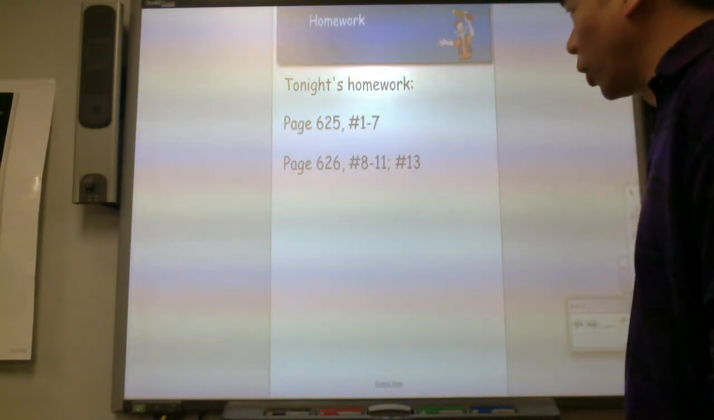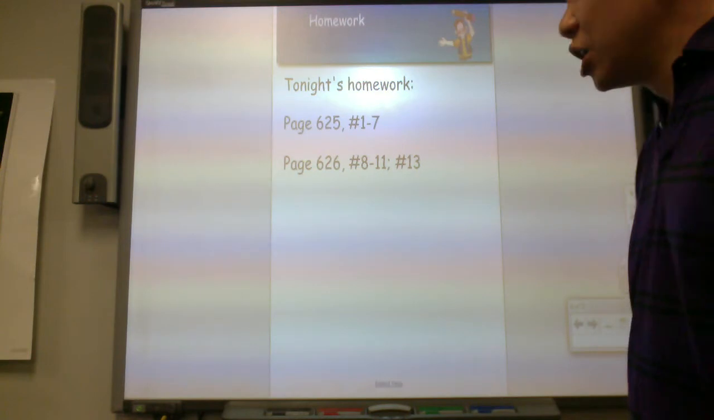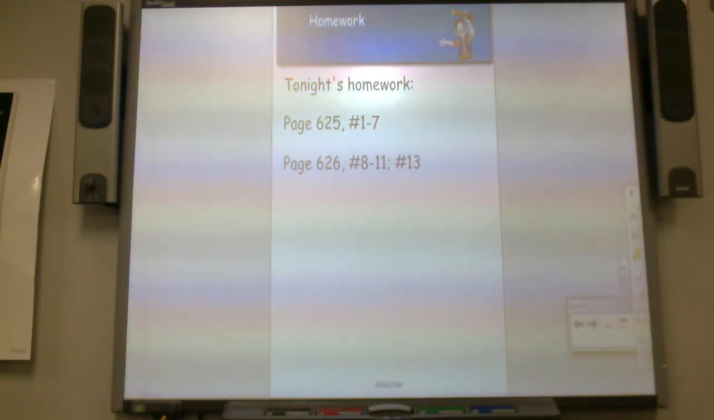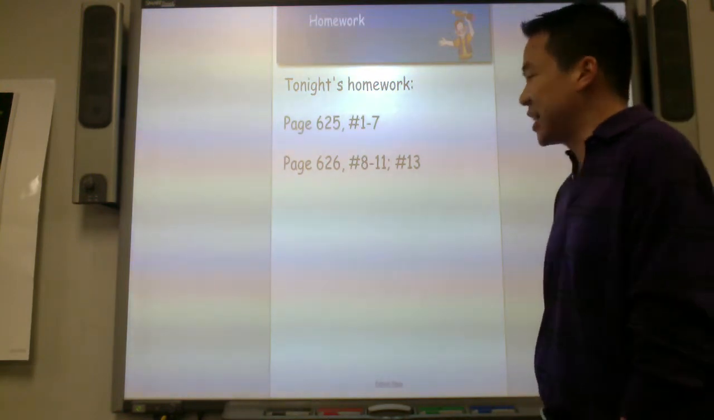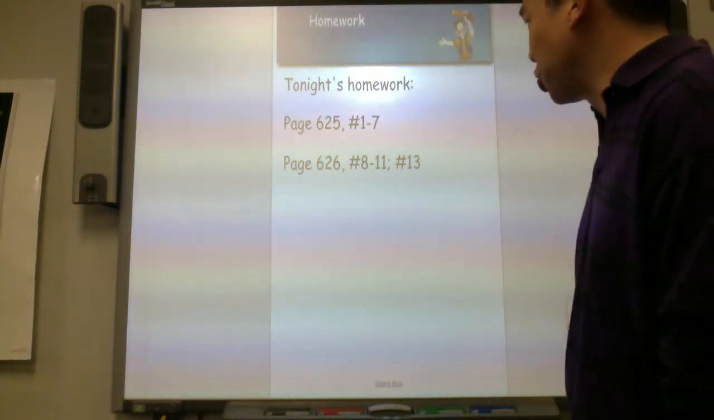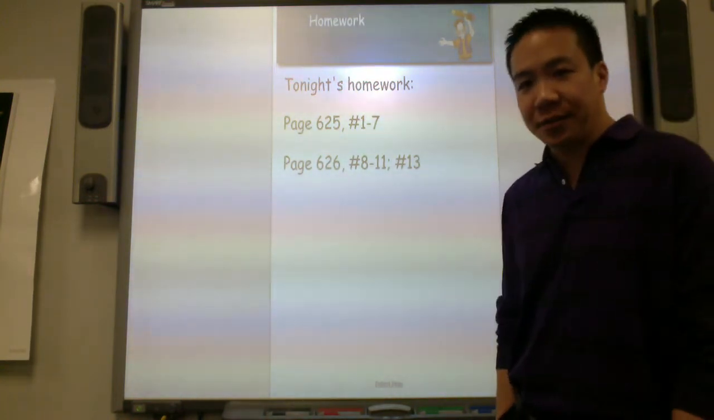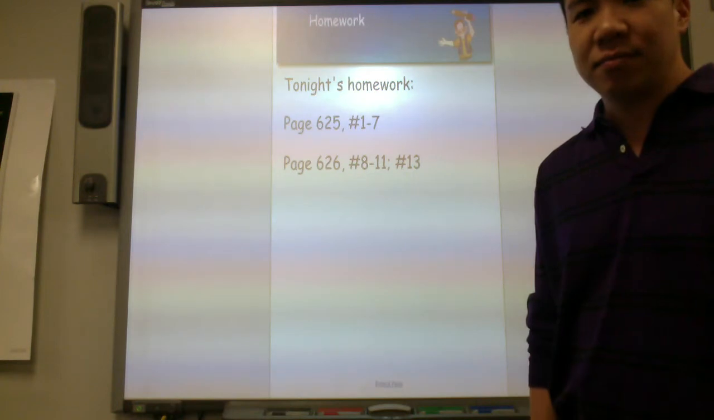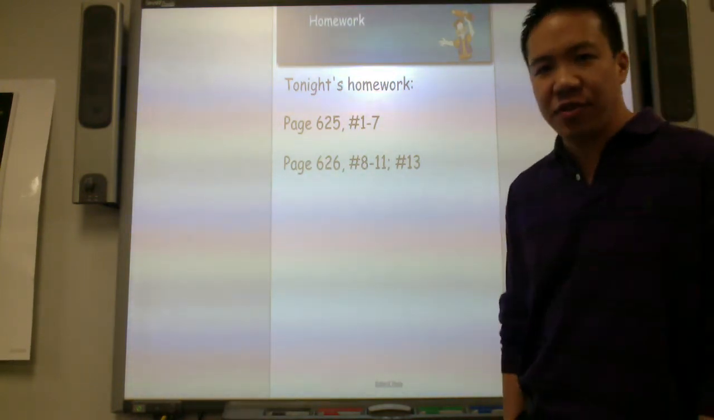So tonight's homework. In your textbook, turn to page 625. Circle 1 through 7. On page 626, circle 8 through 11, and then circle 13. So 1 through 7, 8 through 11, and 13. Not that bad. Wow, that's less than 15 questions.